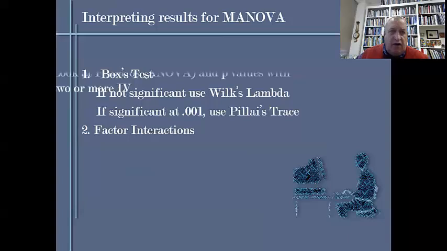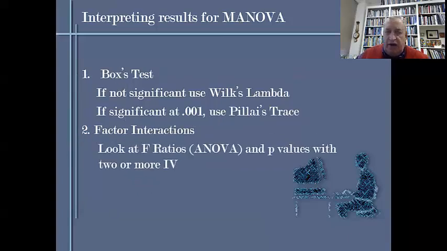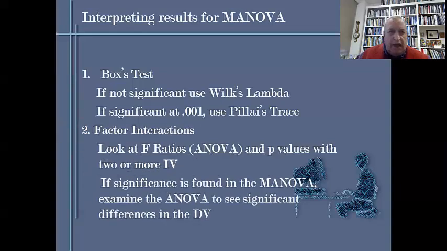Then in our factor interactions, we're going to look at the F ratios, which is the ANOVA, which will be computed as a part of the Manova and Mancova computations. And we'll look at the p-values with 2 or more of the independent variables to see how that interaction is going. If significance is found in the Manova, then we're going to go back to examine the ANOVA and see where that difference is occurring. It's sort of like our post hoc test for the Manova by using the ANOVA.